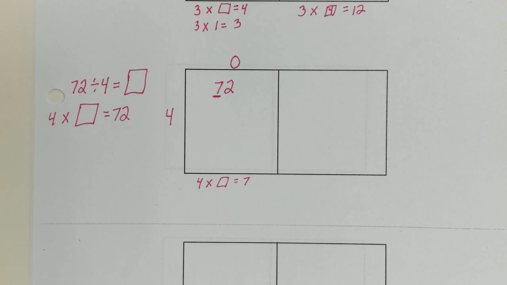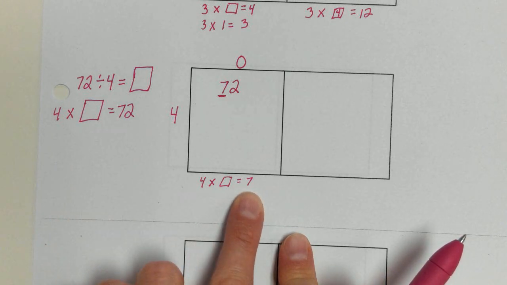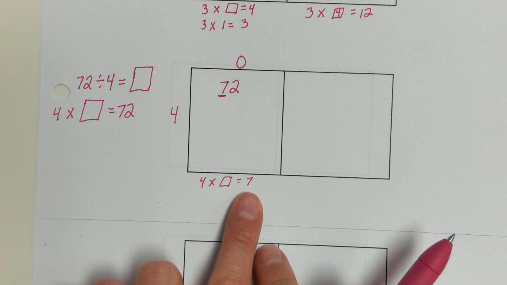Yeah, okay. Will 4 times anything equal 7? No, okay. 21 divided by 3? I'm not at 21 divided by 3. I'm looking at 4 times a mystery number that will equal 7. So something I can multiply by 4 to get to 7.